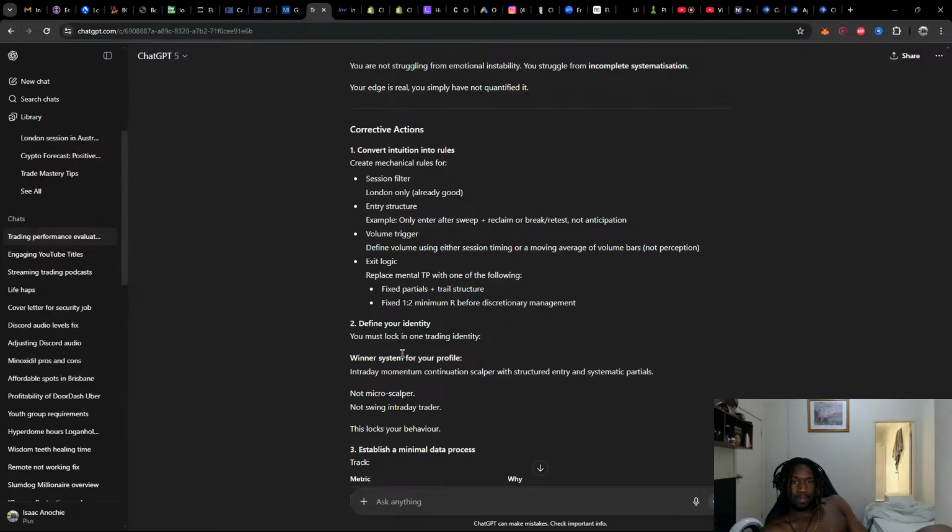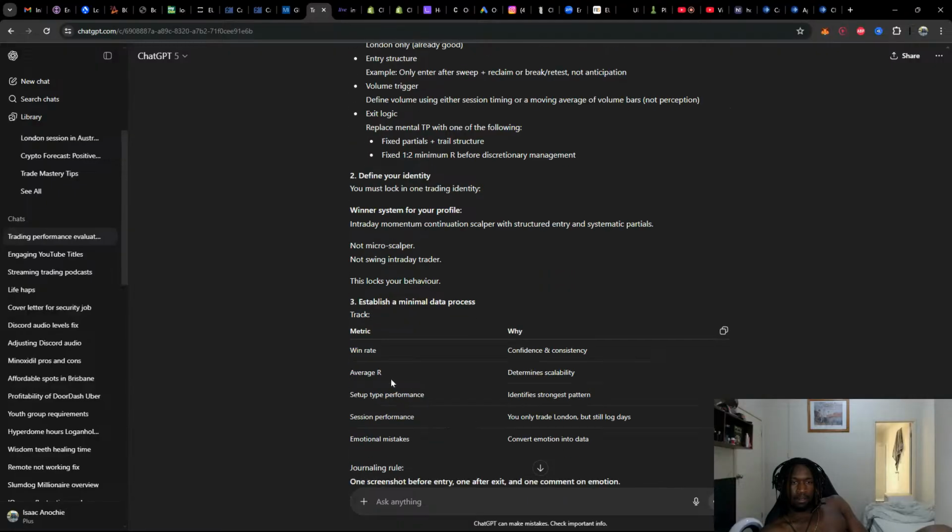Define your identity. You must lock in one trading identity. Winner system for your profile: intraday momentum continuation scalper with structured entry and systematic partials. Not swing intraday.